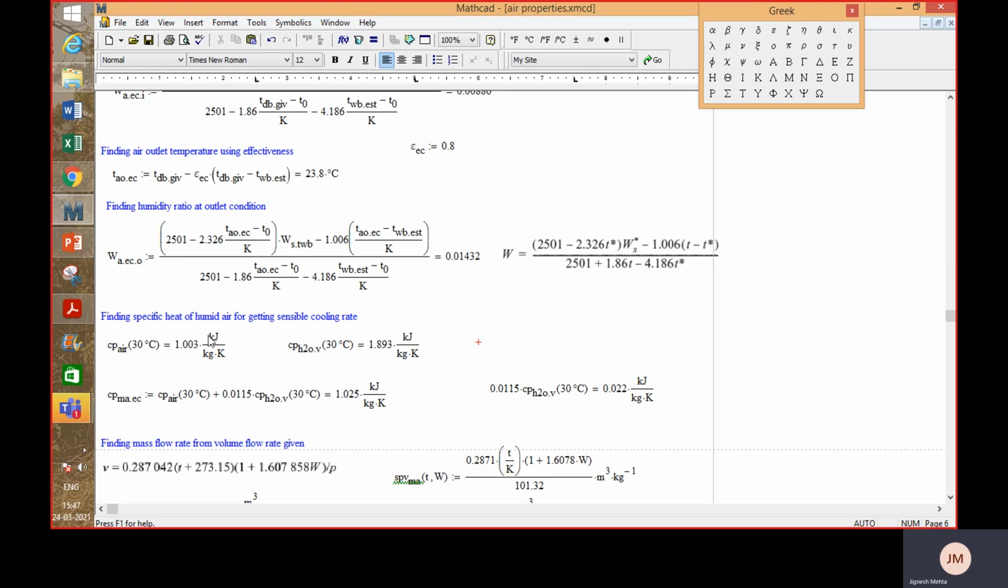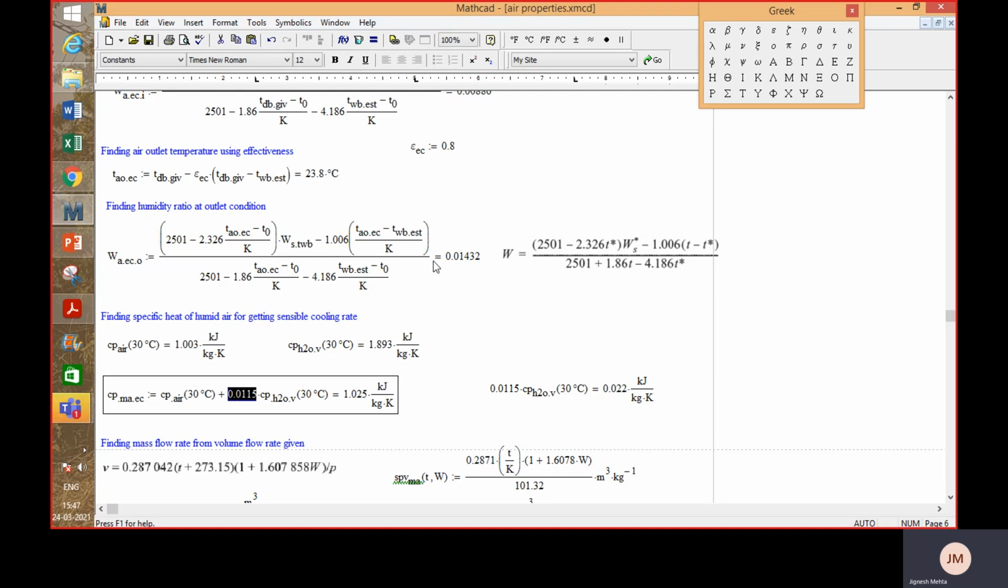Now you will be given these values, and with the help of this formula you can get the Cp of moist air, or you may be directly given the Cp of moist air. So Cp of moist air is Cp of dry air at 30 degrees Celsius, plus W into Cp of water vapor. Now how much is the humidity ratio?